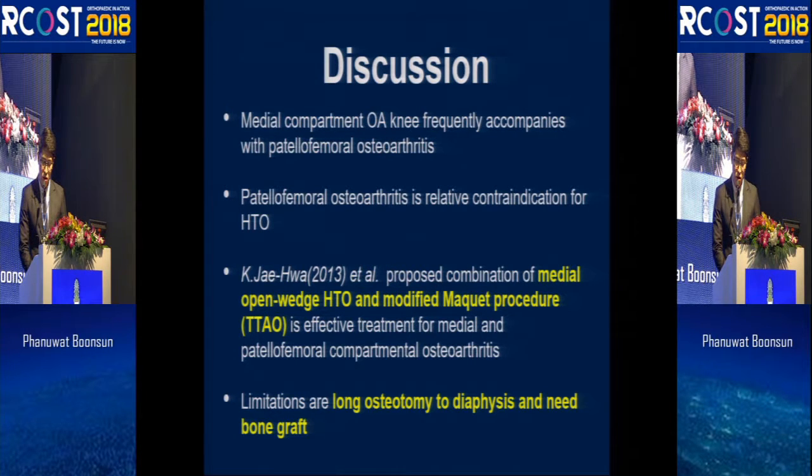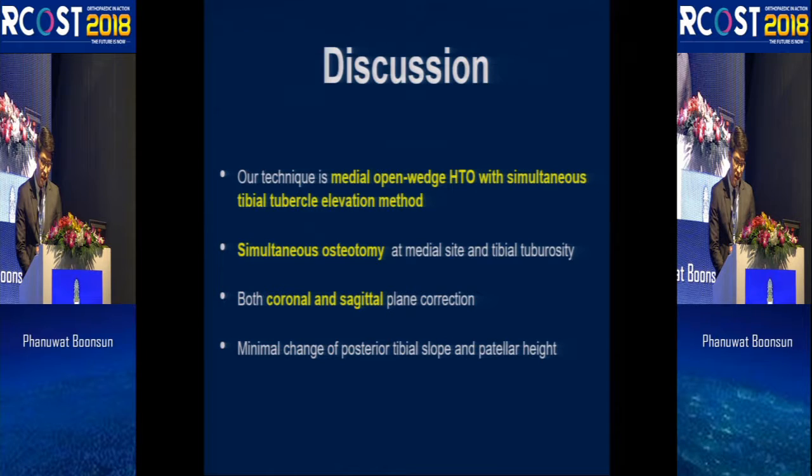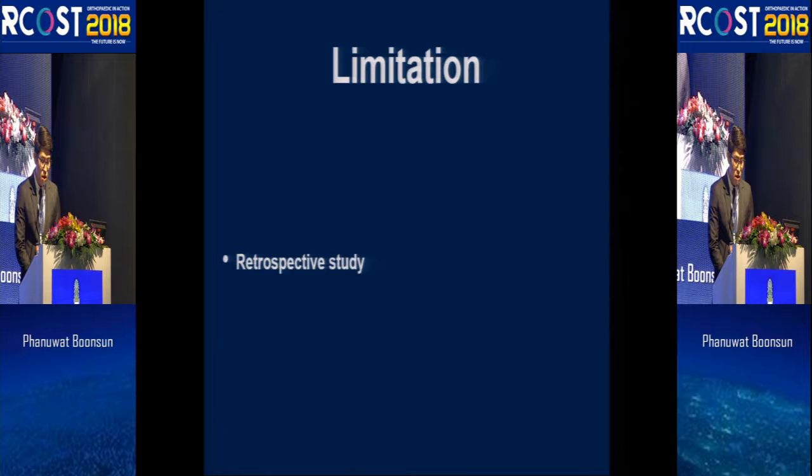For the discussion, medial compartment osteoarthritis of the knee is frequently accompanied with patellofemoral osteoarthritis. According to Dr. Jawa in 2013, medial open-wedge high tibial osteotomy with a modified Marquet procedure is an effective treatment for medial and patellofemoral compartment osteoarthritis, but has limitations of a long osteotomy and the need for bone graft. Our technique is a simultaneous tibial tubercle elevation method. It is a simultaneous osteotomy at the medial side and the tibial tuberosity, with both coronal and sagittal plane correction, and the advantage of minimal change of posterior tibial slope and patellar height. For limitation, this is a retrospective study.